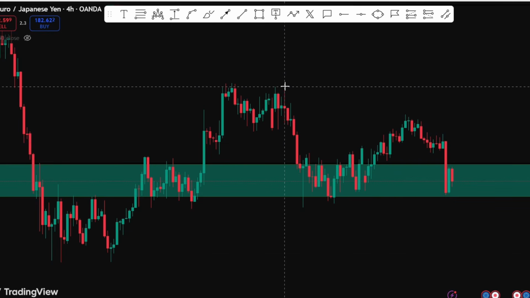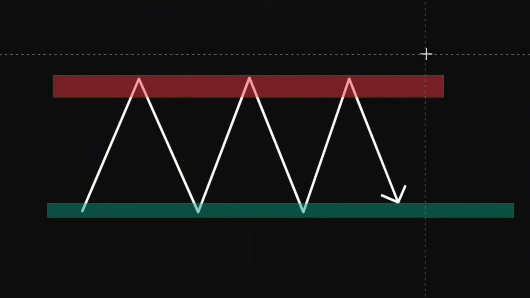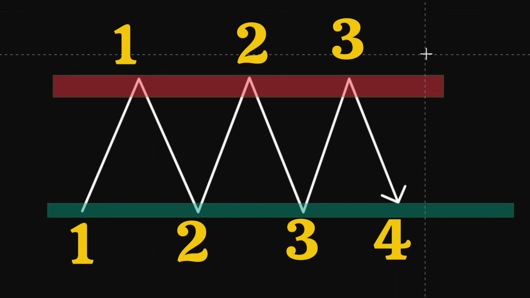You want to find areas where price has reacted multiple times before. Now, these reactions are what we call swings. A swing is a place whereby the market rejected a level and went the opposite direction. Rule number two, your support and resistance should have at least 3 or more touches. The more times price reacts from a level, the stronger the level becomes.